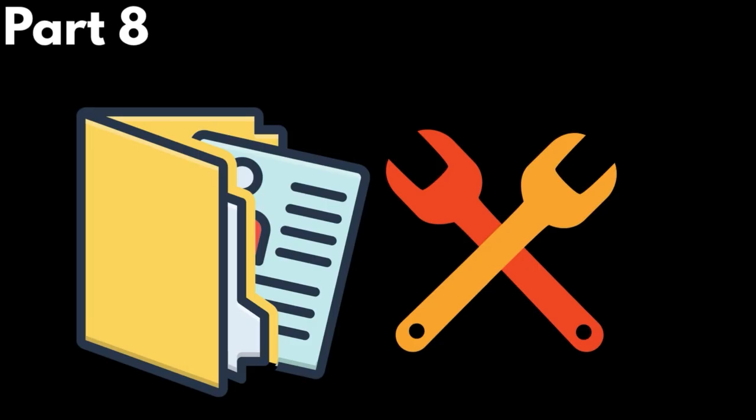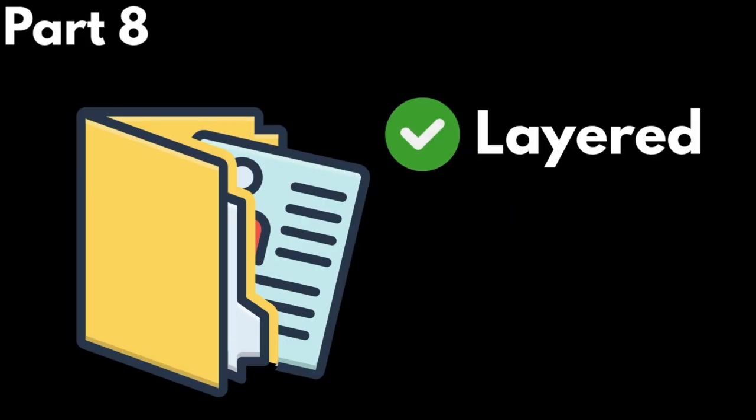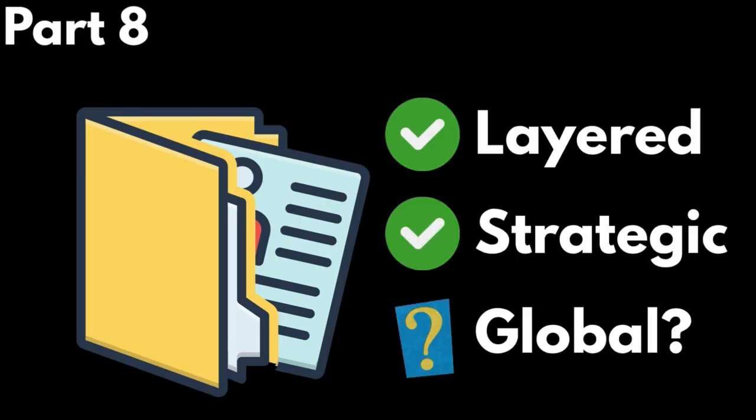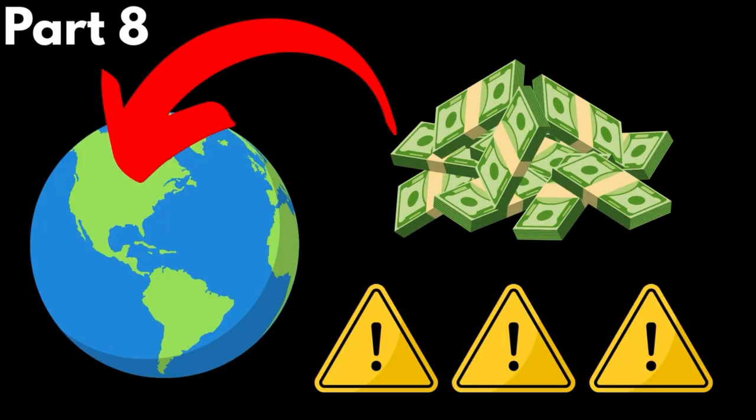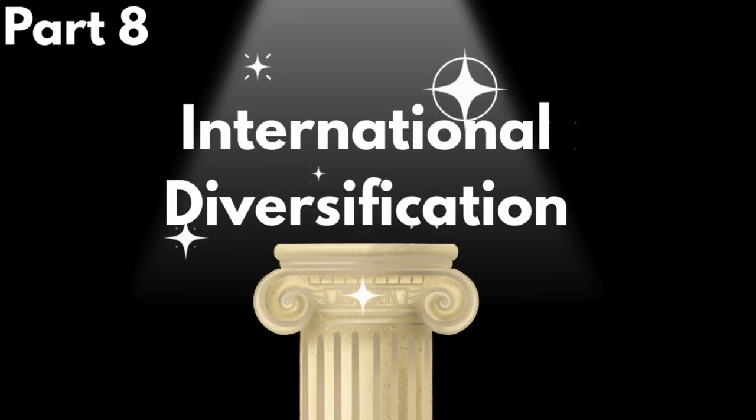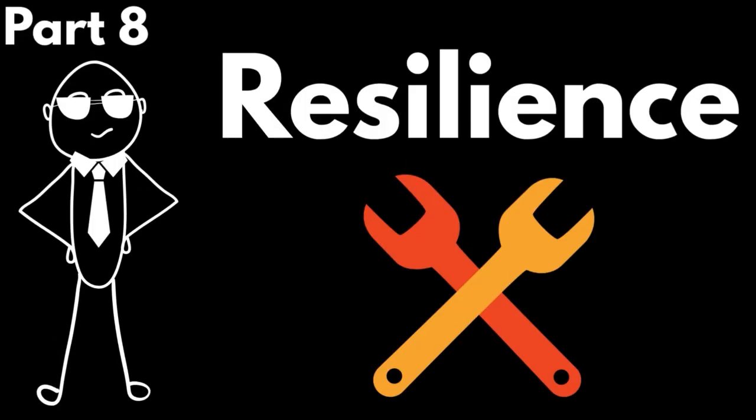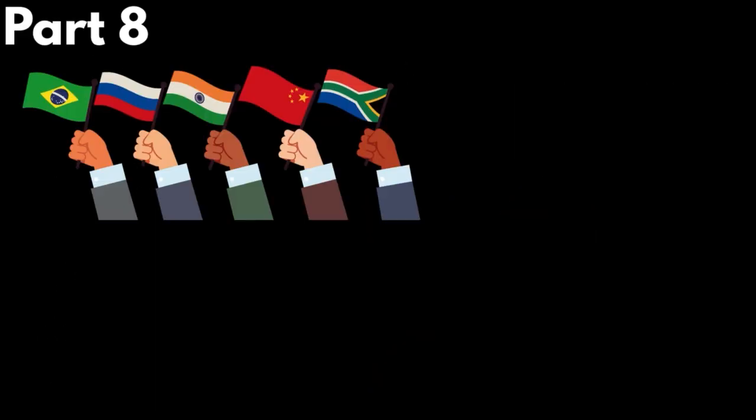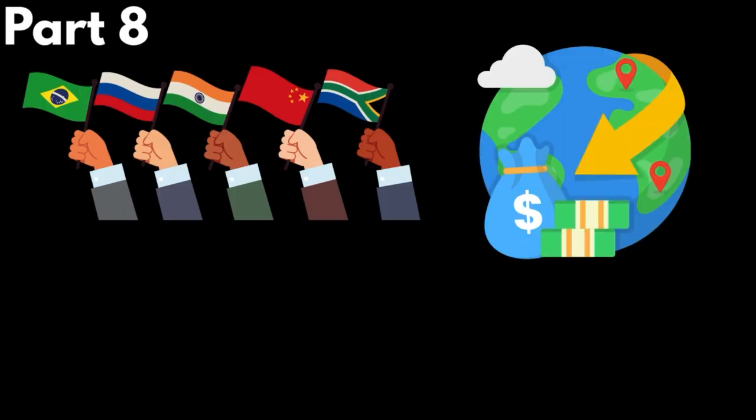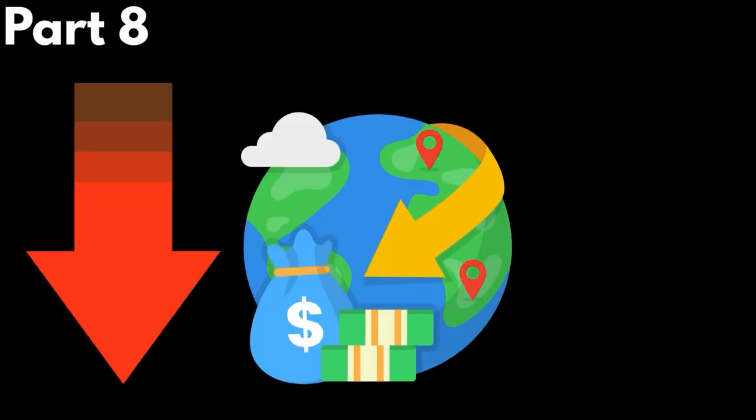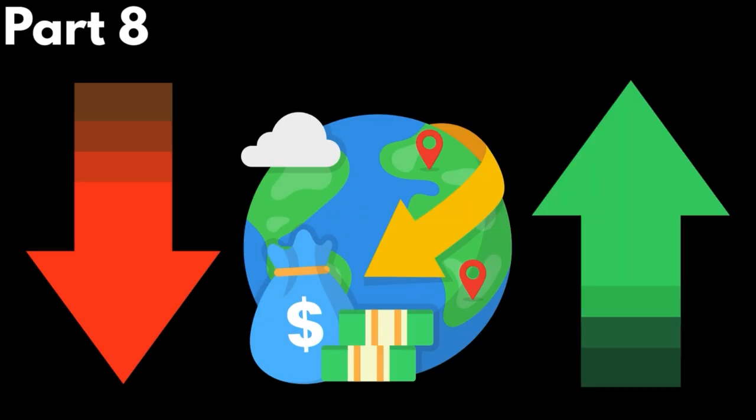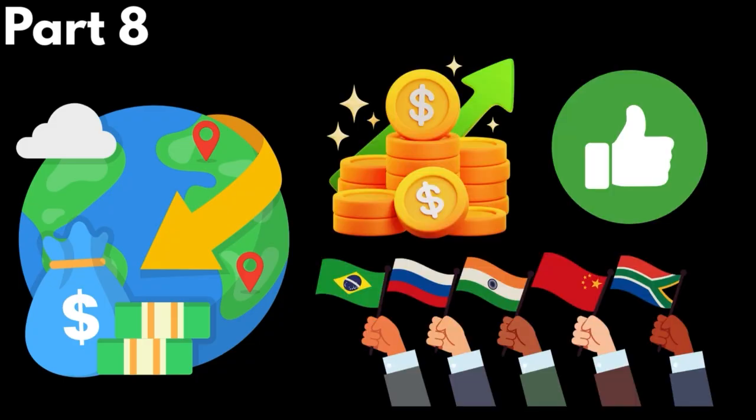You have built your dividend portfolio. It is layered. It is strategic. But is it global? Because if all your income comes from one country, you are exposed. Enter international diversification. This is not just about chasing foreign stocks. It is about building resilience. Different countries, different economies, different cycles. When one market stumbles, another might surge. By investing internationally, you tap into diverse economic drivers and reduce your portfolio's overall volatility.